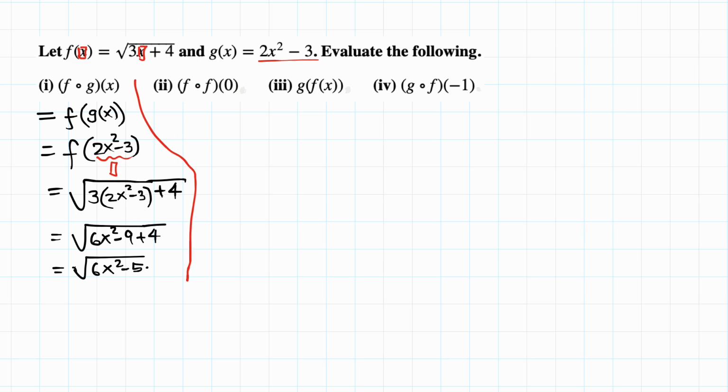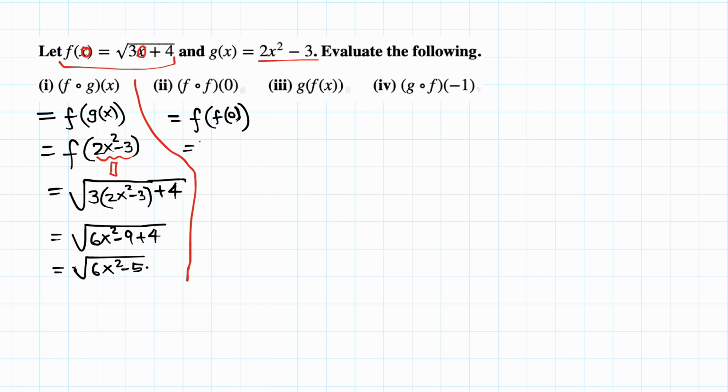Okay, let's do part B. Here, let me erase this because this is just the input. f circle f of 0. By definition, this is f of f of 0. That means find the value of f of 0 and plug that into the f function. So f of 0 means f of input 0. Now we need to go here. f of 0 means 0 is the input, 3 times 0 plus 4.